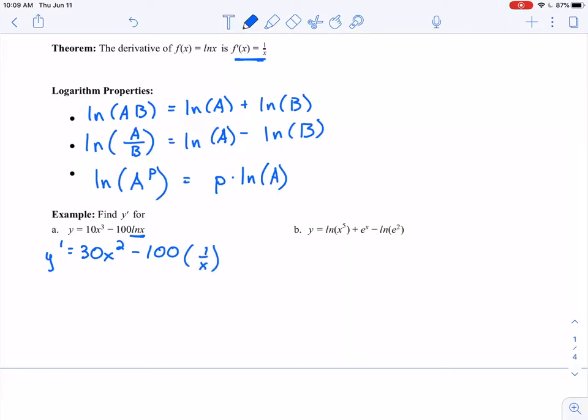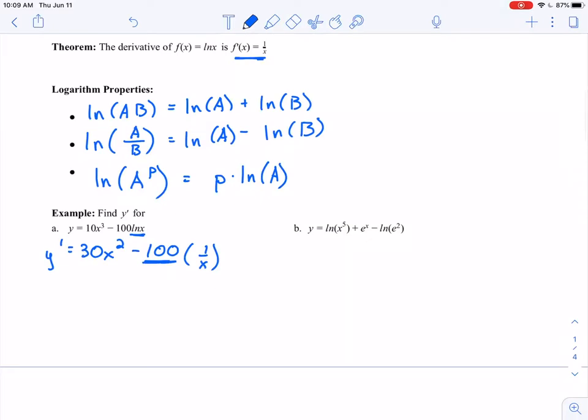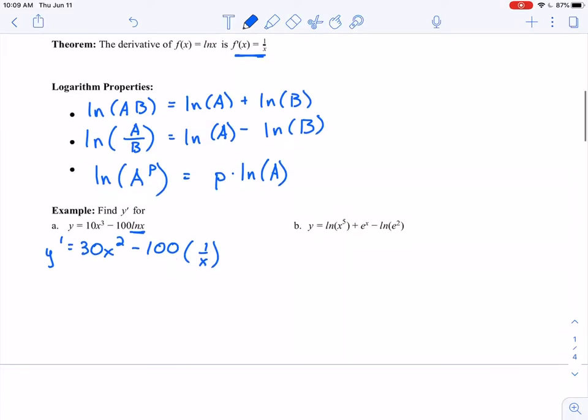Now, most likely, this probably isn't the greatest way to write this. If you're checking your answer, you probably wouldn't see this. So most likely, we would write this as 30x squared minus 100 over x. Here is my derivative. Nothing necessarily wrong with this first line. It's just not how most of us would write that.